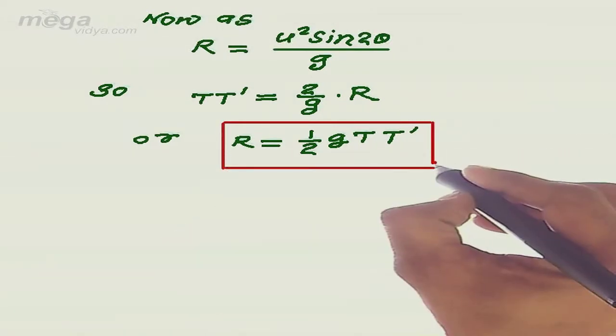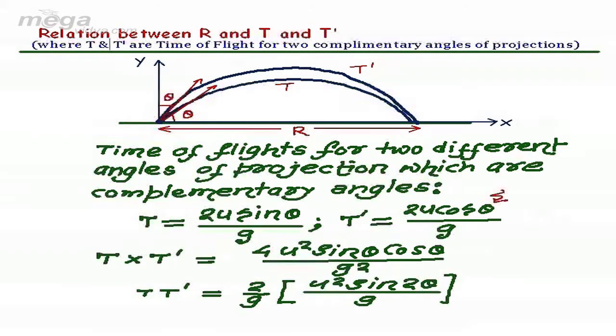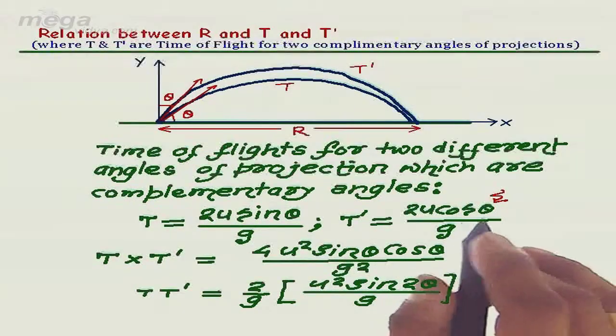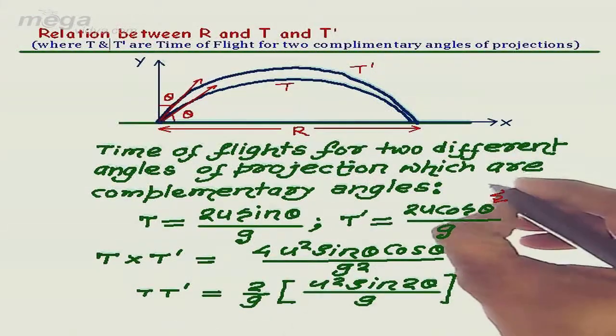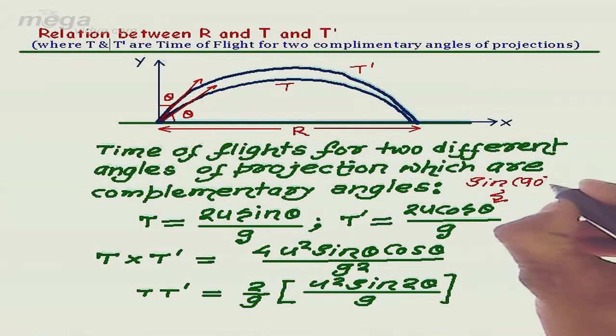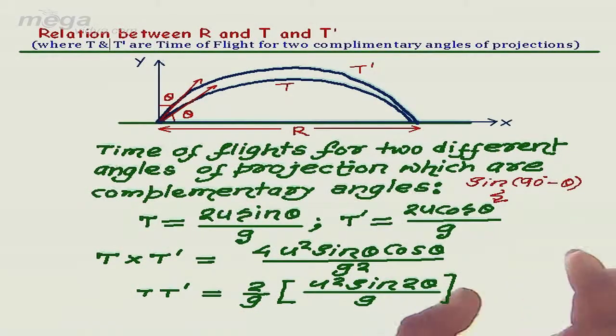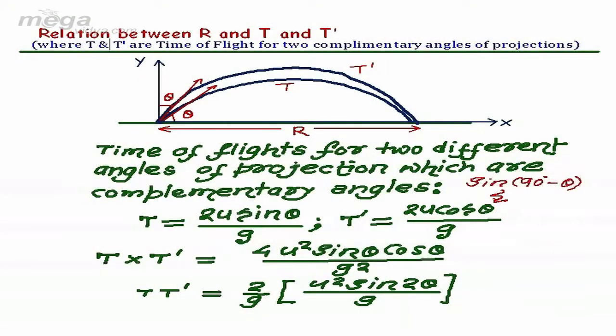If we go through these operations, then we can say that in time of flight, u cos theta comes from sine 90 minus theta. That's why for that complementary angle of projection, time of flight becomes 2u cos theta by g. Here what we have done, we have taken 2 out of the bracket, and at the bottom it is g. So u square sine 2 theta by g becomes the range of the projectile.